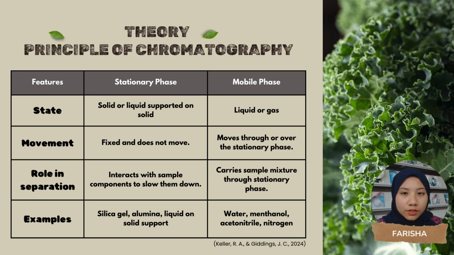There are two types of stationary phase. First, the solid stationary phase, used in adsorption chromatography, such as silica gel. Next is the liquid stationary phase, used in partition chromatography, such as a liquid coated on a solid support in HPLC. The choice of stationary phase depends on the nature of the substances to be separated. It can have different properties such as polarity, particle size, and surface area to facilitate effective separation.